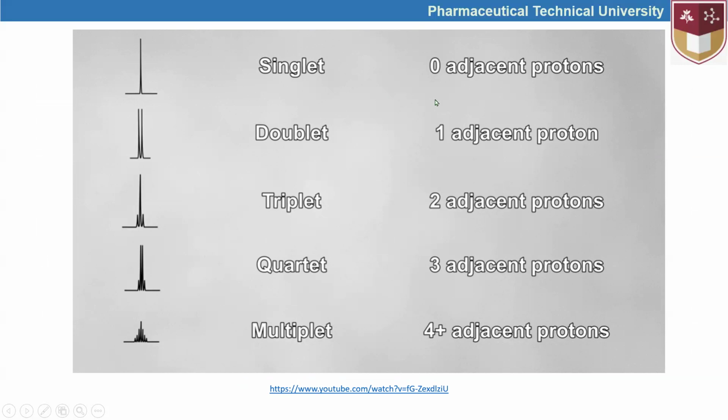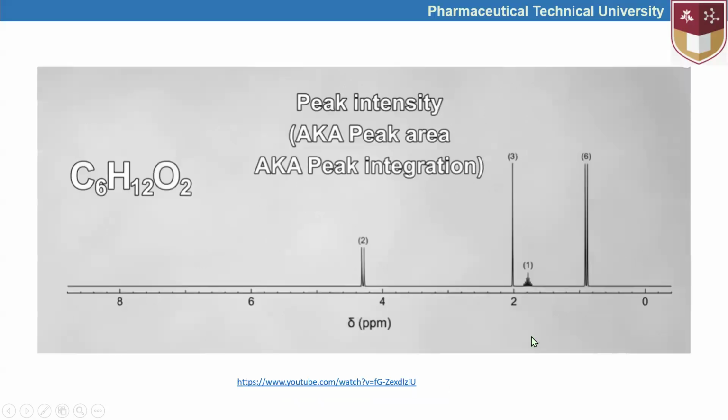Okay, singlet belongs to the hydrogen which is linked to a carbon that has no hydrogen as a part of the adjacent carbon. We talked about that. Okay, doublet means that it has one adjacent proton, triplet has two adjacent protons, and quartet has three adjacent protons, and multiplet has 4 plus adjacent protons.